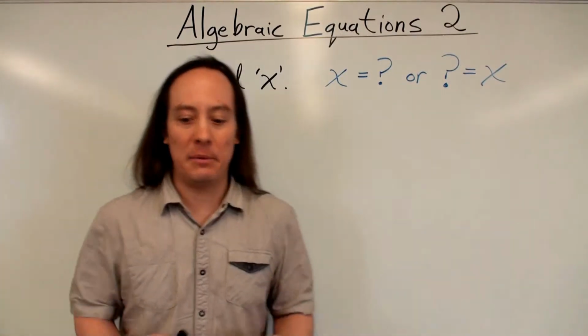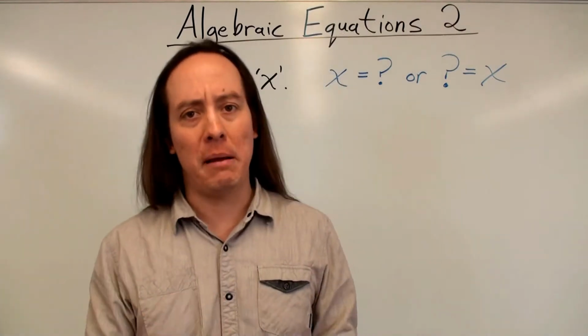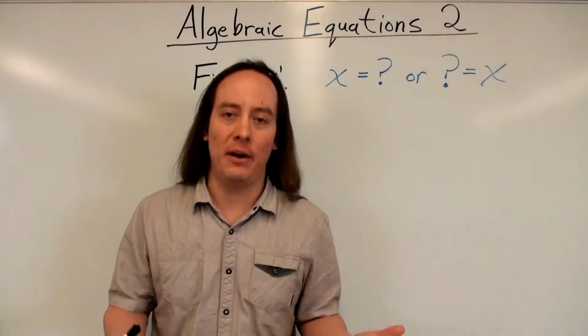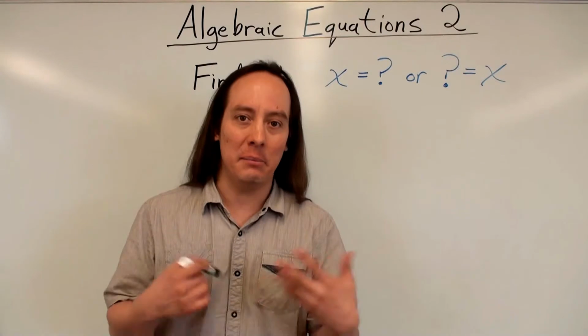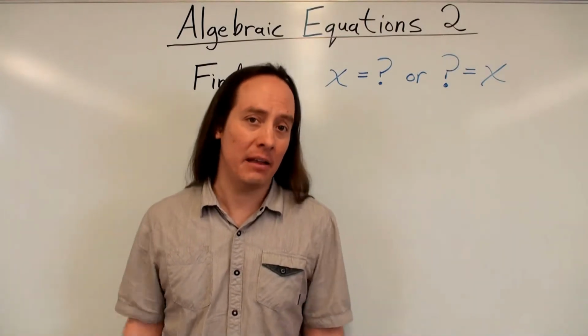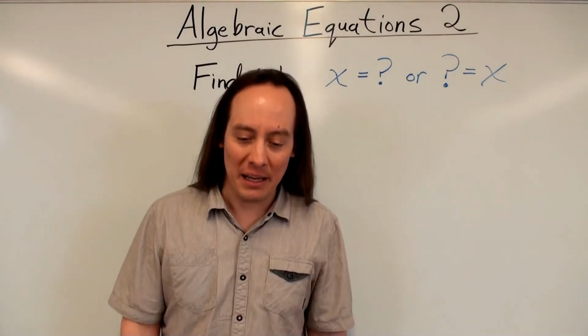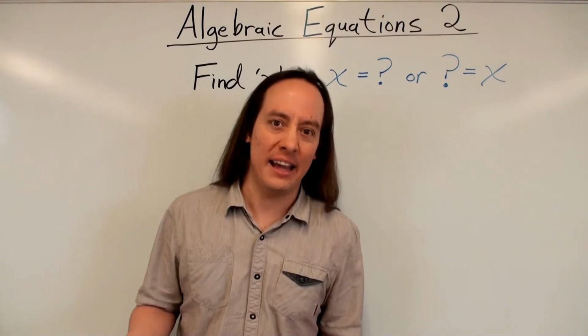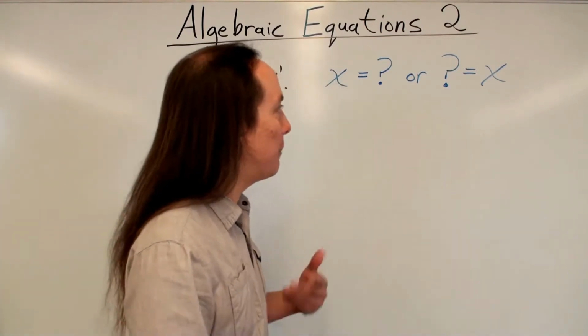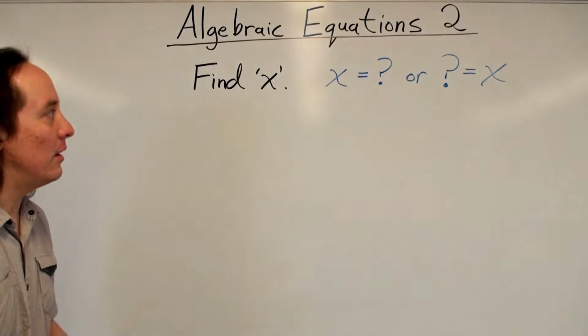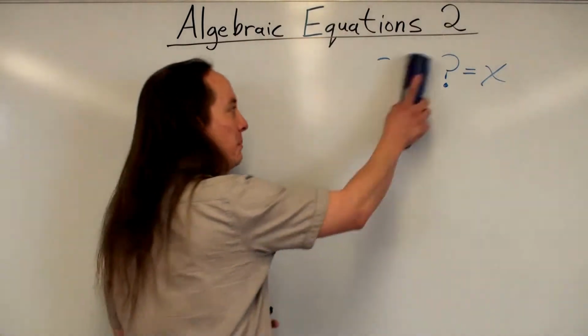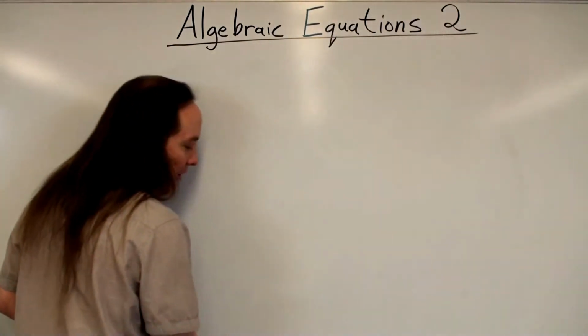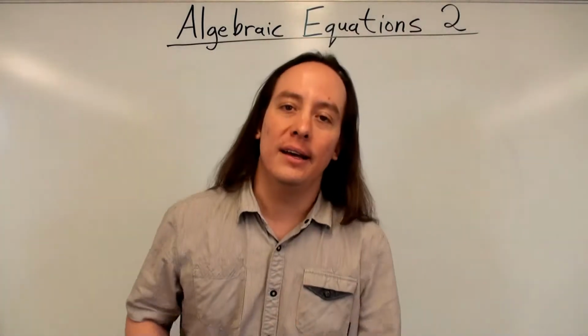Now I say x, and I'm going to use x in all of these examples, but remember that x is just a variable. It can be any letter. It can be a B, an S, a T, any letter in the alphabet. I just think it's more common to see x. Anyway, I'm going to use x. So let's get started.